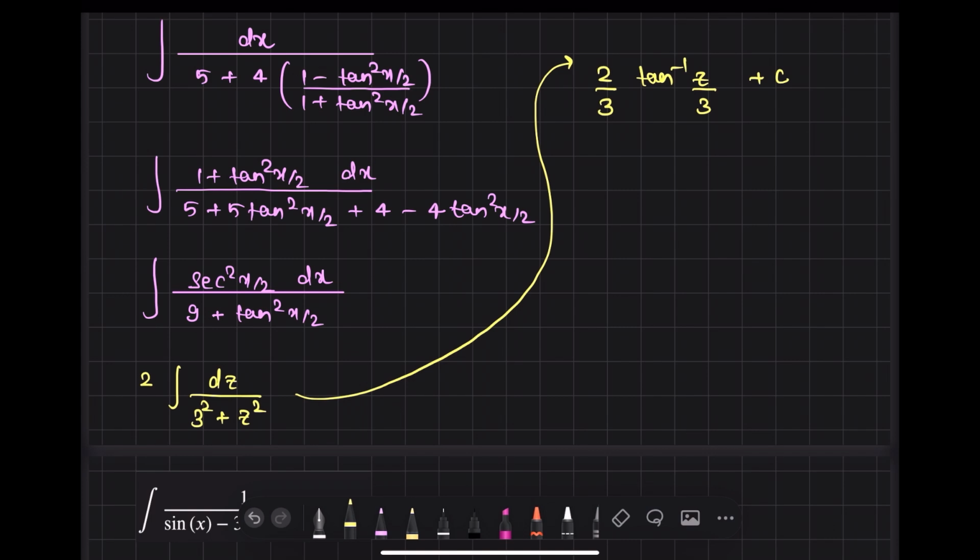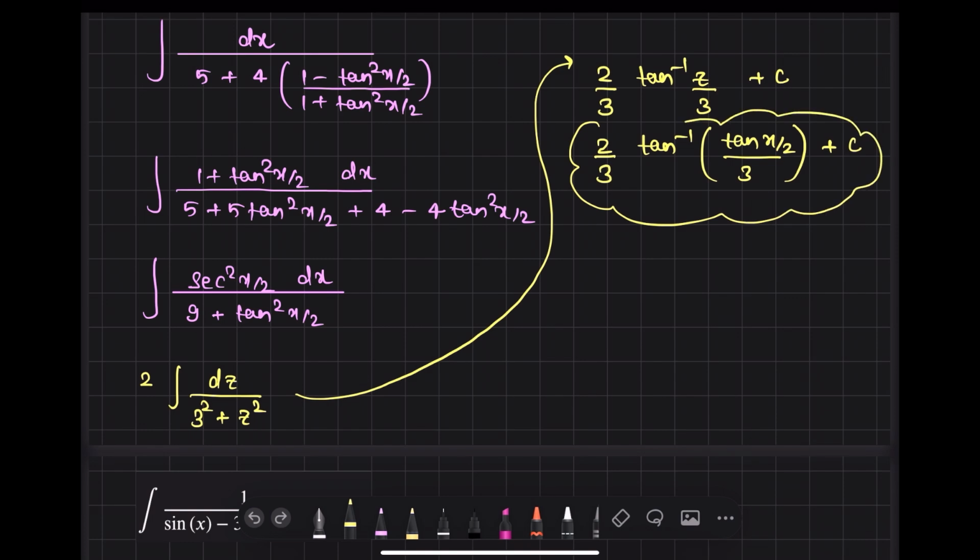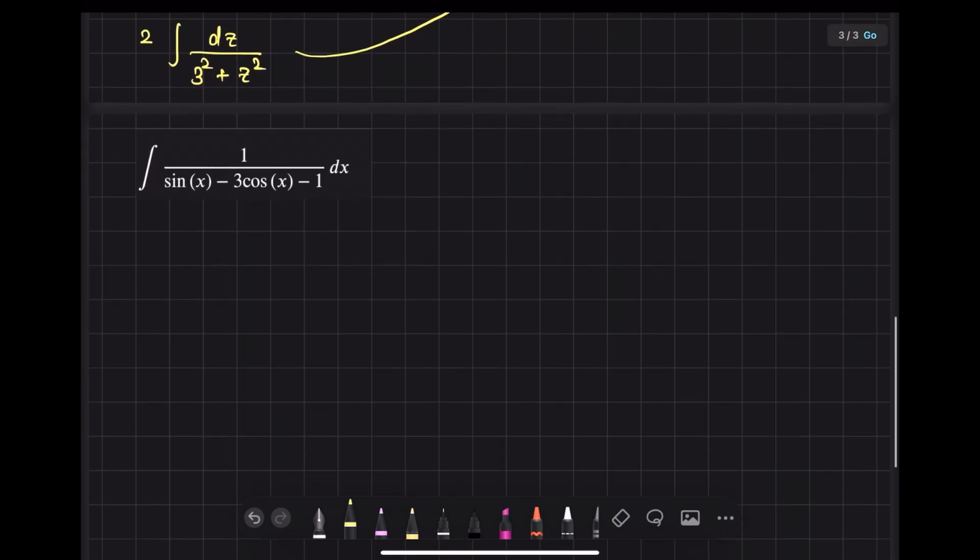Now you have to replace z because they have asked the question in terms of x. So replace that z. So who is z? z is tan x by 2, divided by 3, plus integration constant c. So this is our required result. Okay, I hope you got the approach, and if you face these kinds of situations, you can handle them accordingly. Okay, now look at this situation.